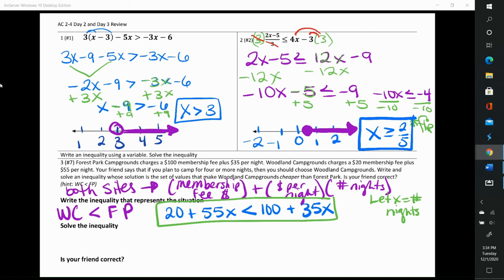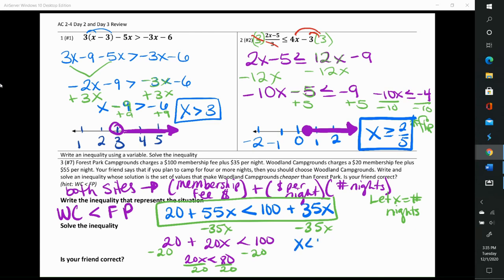And now we'll solve. So variables to the left, numbers to the right. $20 plus 20x is less than 100. We want to move 20 over, so we have to subtract it because it's positive. And then we're multiplying x by 20, so we have to divide by 20. So the solution we get is x is less than 4.